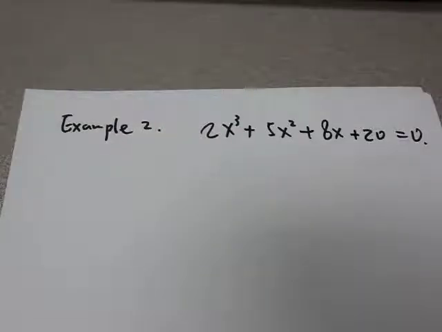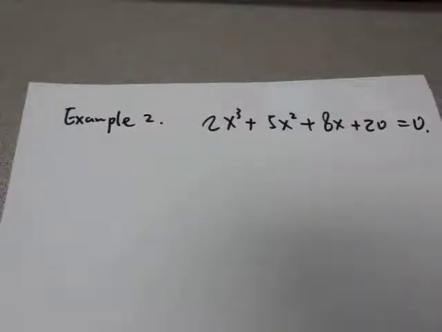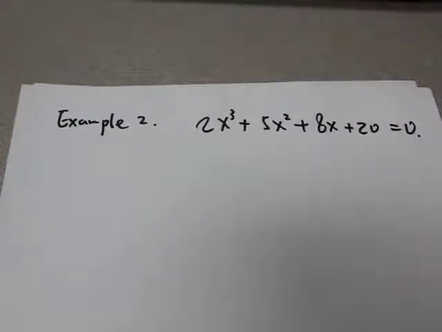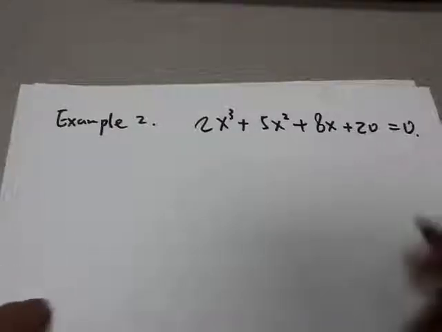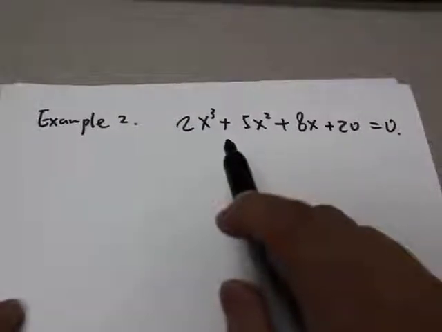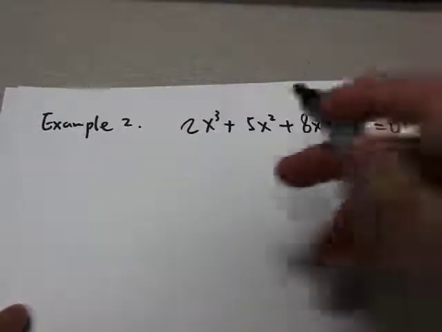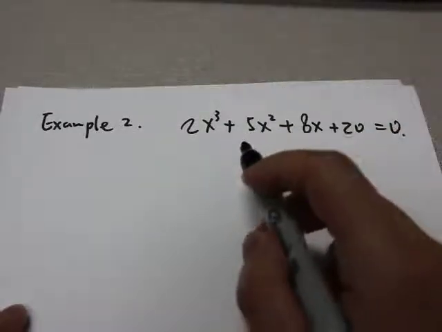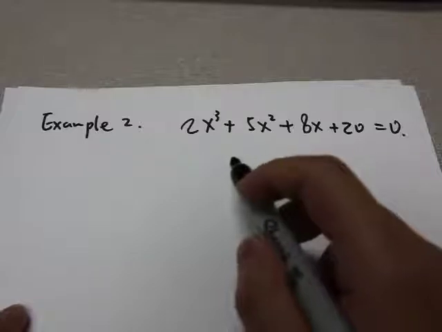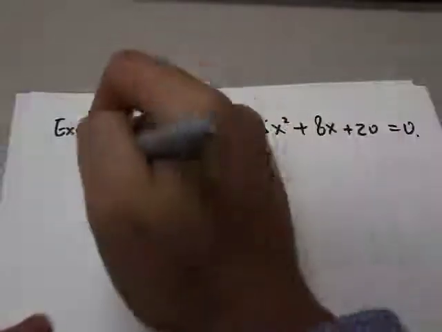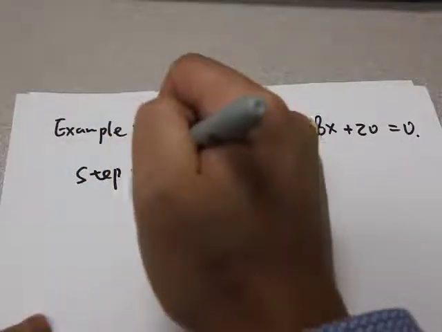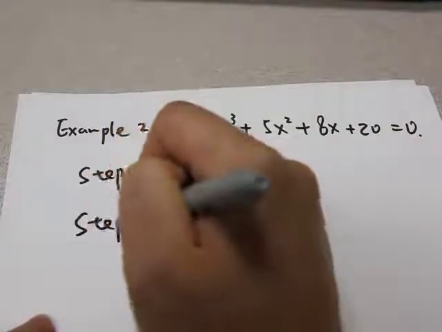Okay, now let me do another example. Here we have the equation 2x cubed plus 5x squared plus 8x plus 20 equals 0. Since this equation is already written in the form where one side is a polynomial and the other side is 0, we can skip step 1. Okay, now let's do step 2.